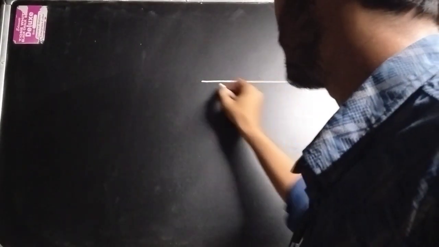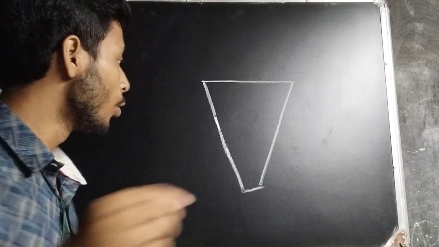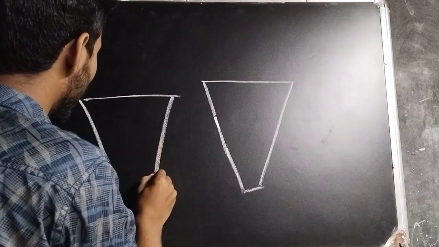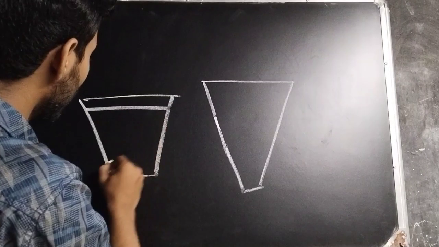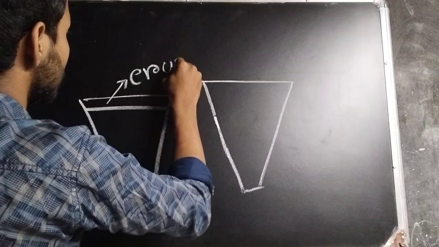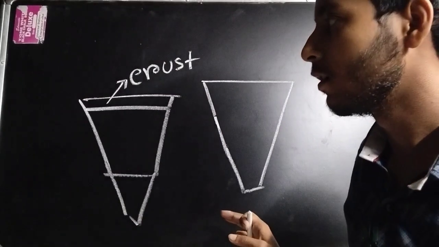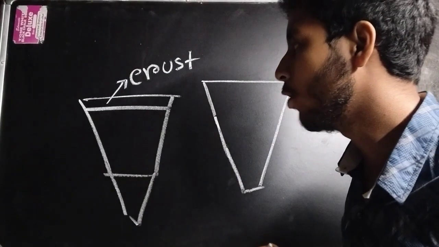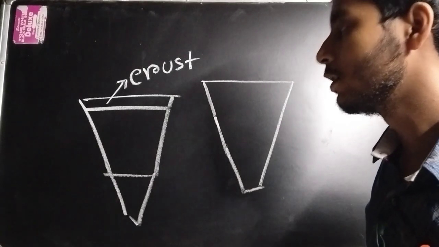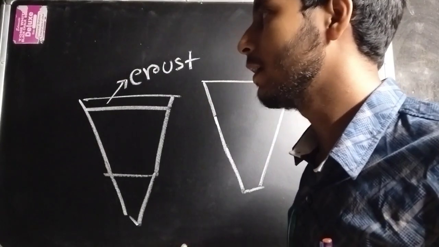In the previous video we discussed the crust, the topmost layer of the earth. We already discussed this. Now we want to discuss the second portion of the earth. This one is called the mantle. The second portion of the earth is called the mantle.